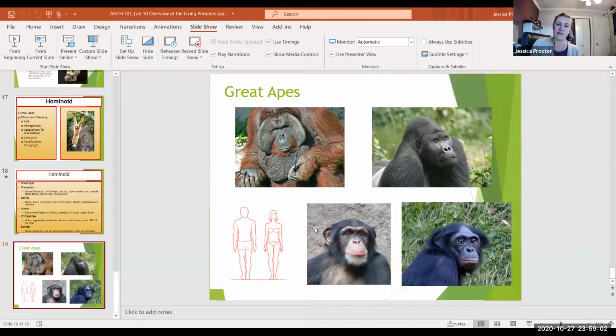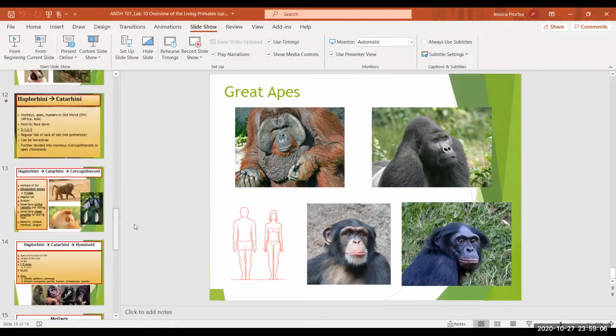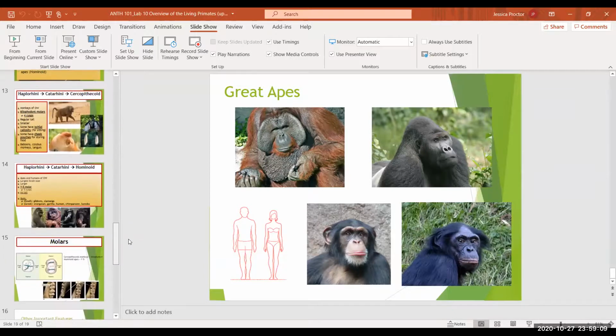Okay, I know that was a lot of information all at once. What kind of questions do you guys have? You said the bonobos, the females oftentimes are the dominant of the pack?